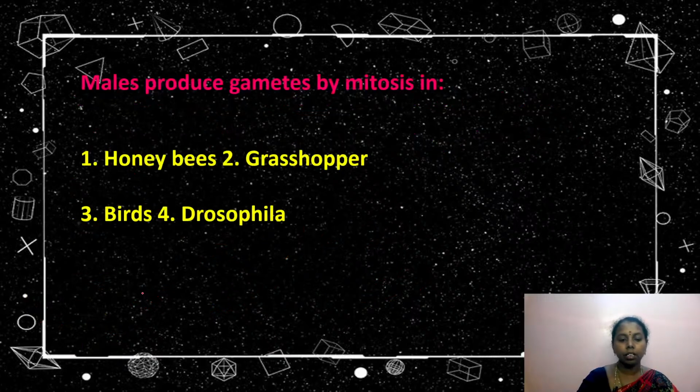Superb answering. Next question. Males produce gametes by mitosis. A little tricky question. Gametes usually mean meiosis, you know. But by mitosis, one organism produces gametes. What is it? Is it honeybee, grasshopper, birds or Drosophila? That is the question. So you can answer me, children.